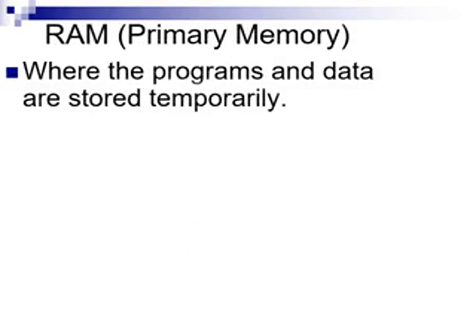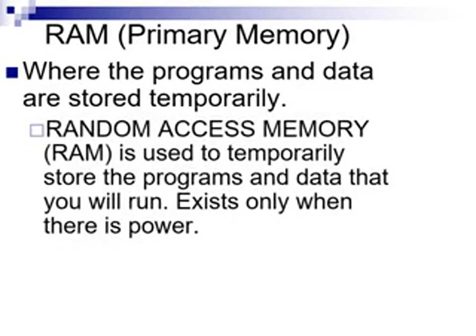The next thing is the RAM. This is where the programs and data are stored temporarily. So RAM stands for random access memory. It's used to temporarily store the programs and data that you will run. It exists only when there is power.